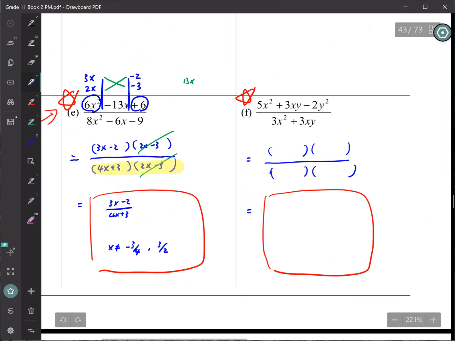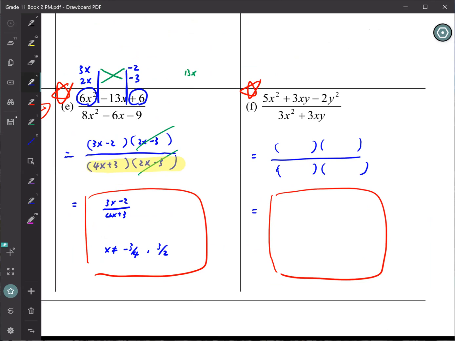Let's check the factor on the numerator first. All right, Amanda, what's your factor in the numerator? x plus y and 5x minus 2y. Okay, let me check. So that's 5xy minus 2xy. Yep, very good. And then for denominator, can I have Elaine? What's in the denominator, the factors? 3x and x plus y.